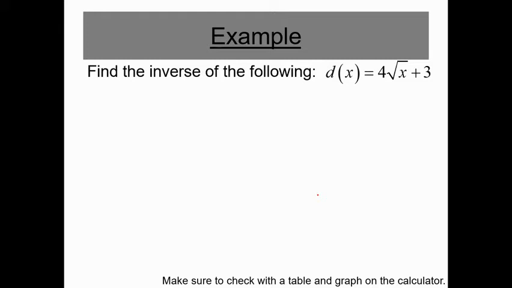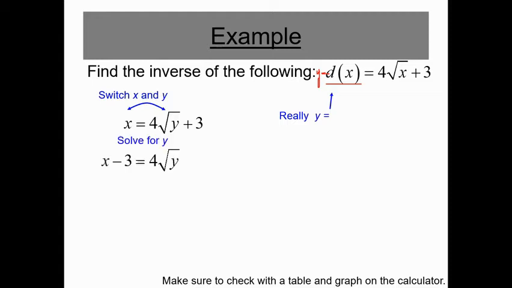So to find the inverse of the following function, d of x is equal to 4 square root of x plus 3. We need to remember the d of x we can express as a y. Once we do that, we can then switch the x and the y. We will solve for y. So we're going to subtract 3 from both sides. So we get x minus 3 is equal to 4 square root of y. Divide by 4. Then in order to get rid of the square root sign, we have to square both sides.